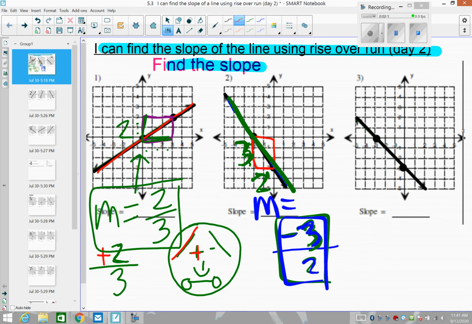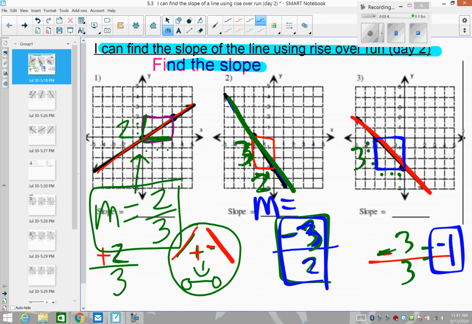Next problem. This is a decreasing line. So a decreasing line would be a negative slope. So negative on the rise, we build our rectangle, drive it down, turn the corner, drive it up, turn the corner. Our rise would be 3 units. Our run would be 3 units. To simplify this particular problem, we would end up with -1. So the slope of this line is equal to -1.